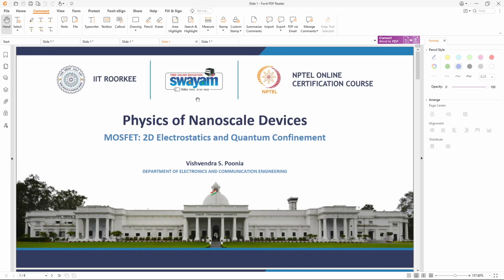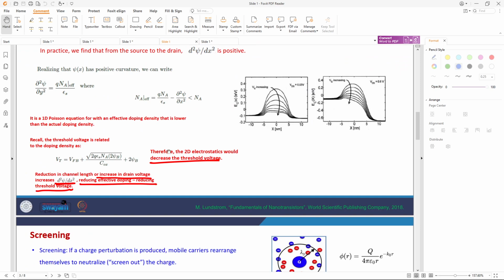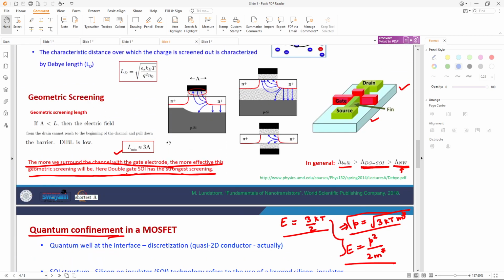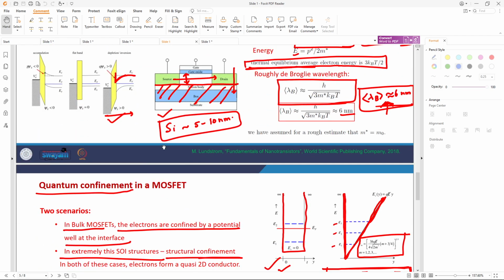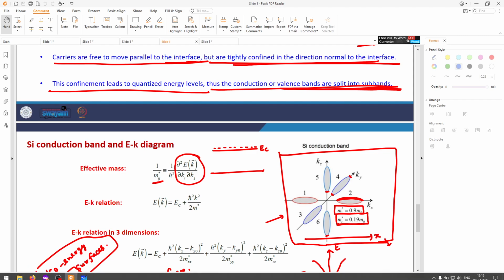So lecture 4. Again, this is a summarization of everything that happened in 2D devices. Now we are coming to the practical effects. So now we are talking about screening and quantum confinement, and everything that we have been discussing so far. We still have around 45 minutes left. That should be enough time.